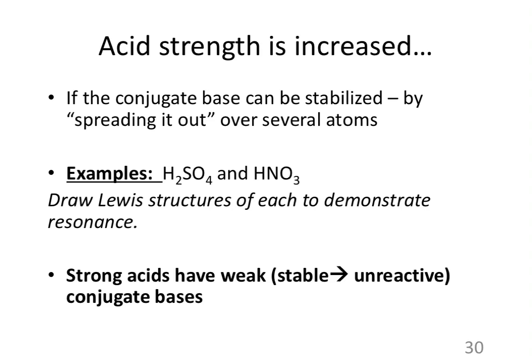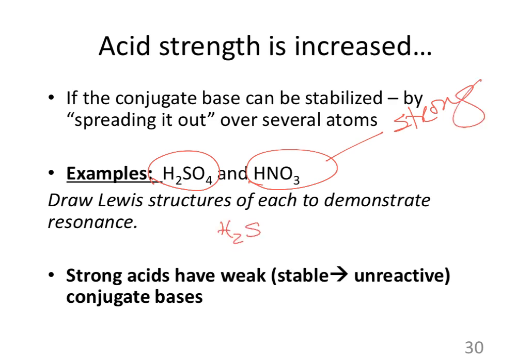So here are a couple of examples for you to try out. It turns out that sulfuric acid and nitric acid, if you've got to remember what acids are strong or not, so memorize the 6 or 7 strong acids and bases. Both of these are strong acids, which means they completely dissociate into ions.